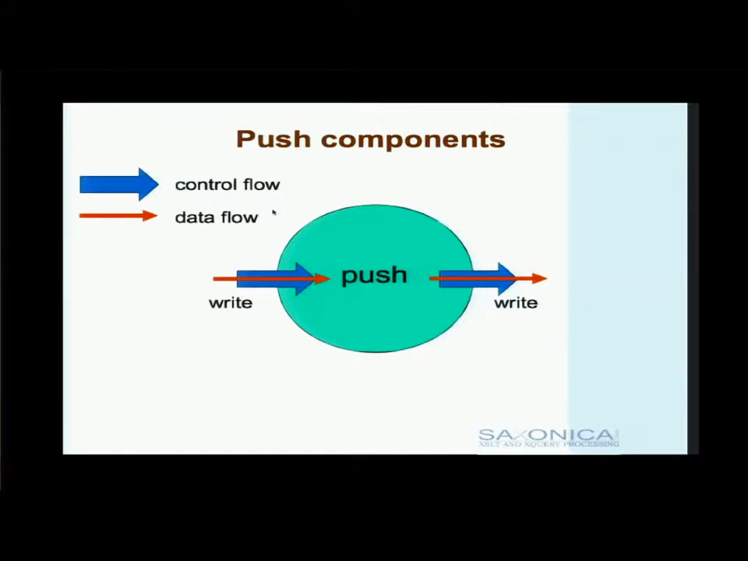Another way of illustrating this, push components, the control flow and the data flow work the same way. So the control flow comes from the person supplying the data, whereas a pull component, the control flow and the data flow work in opposite directions. The person controlling the data is the consumer of the data rather than the supplier of the data.